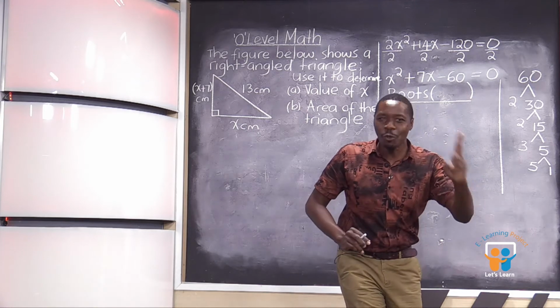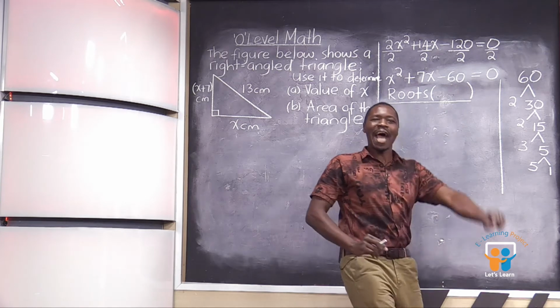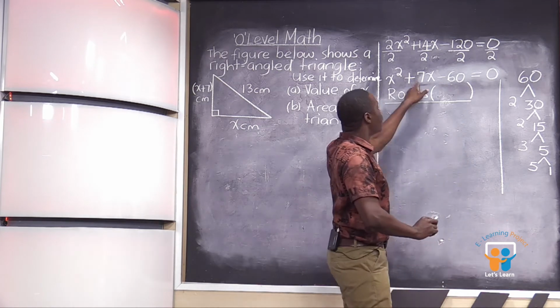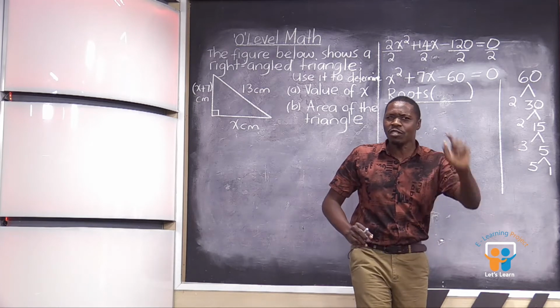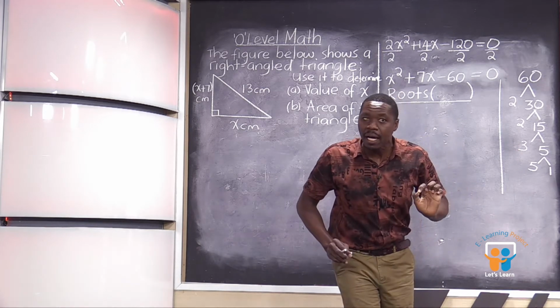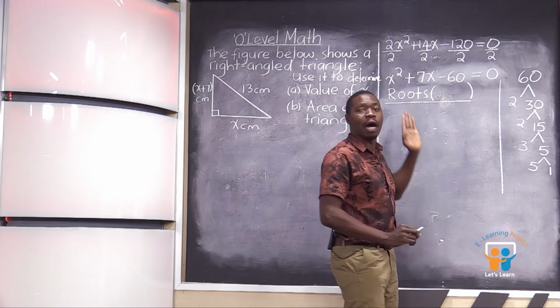We want only 2 numbers which, when we multiply, we get negative 60. When we add those 2 numbers, we get a positive 7. But now here we have 5 numbers. Remember, we are going to use the format of trial and error. We see which ones can best suit to be called our roots.